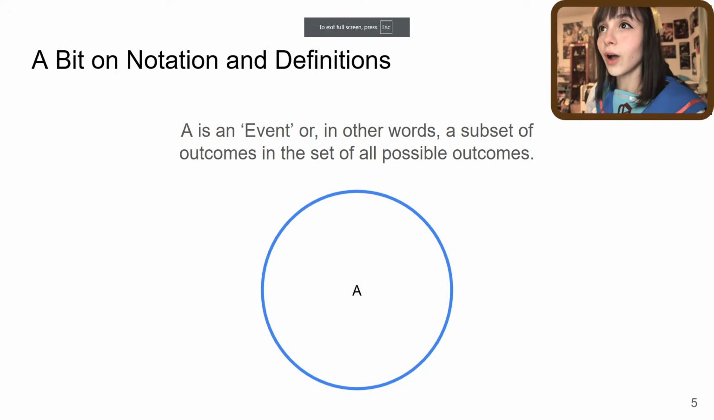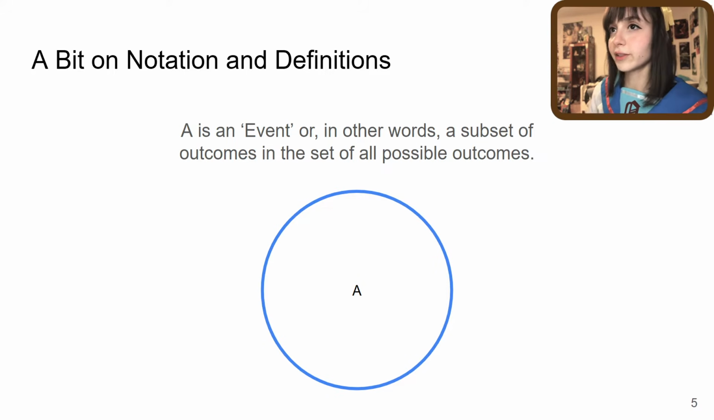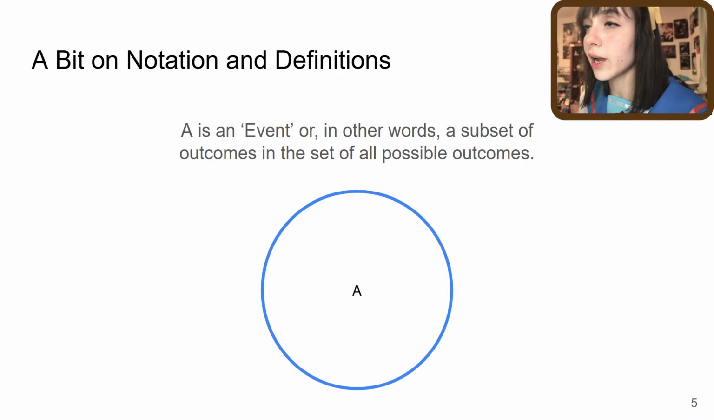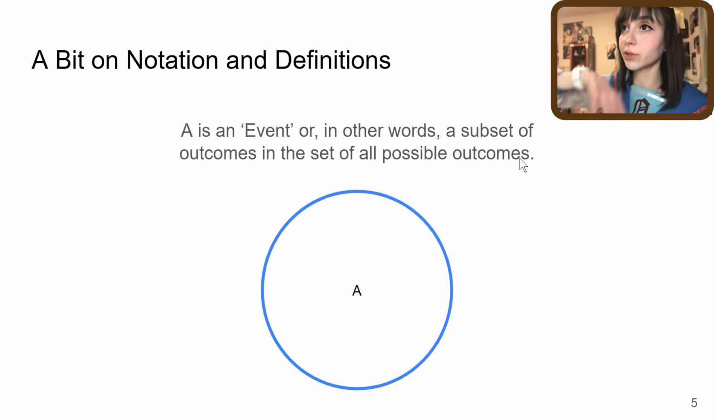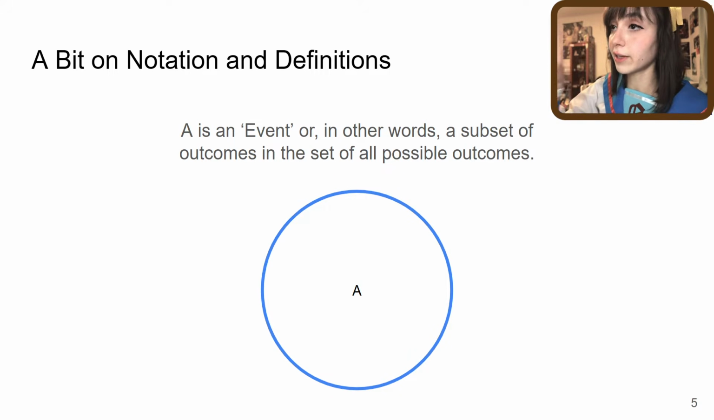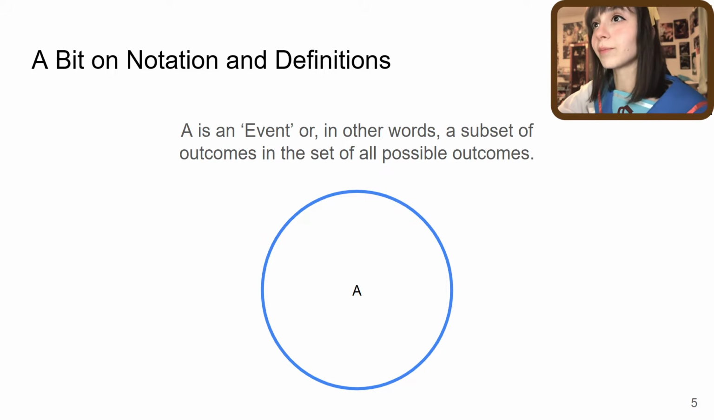But anyway, a little bit on just notation and definition. So what is an event? I'm sure most of you probably saw it in school or high school, but here we define events as a subset of outcomes in the set of all possible outcomes. So there's all the things that can happen, all the possible outcomes, and an event is a subset of these outcomes.